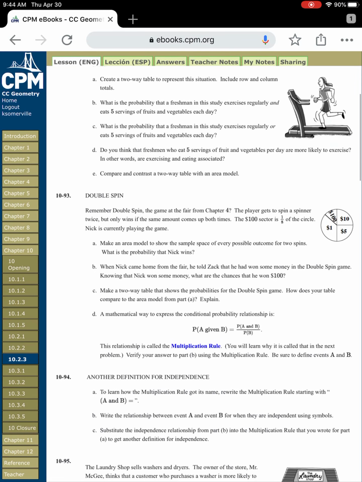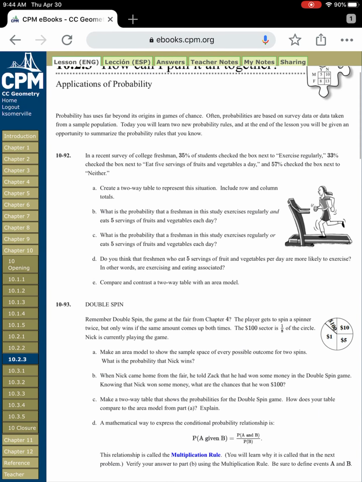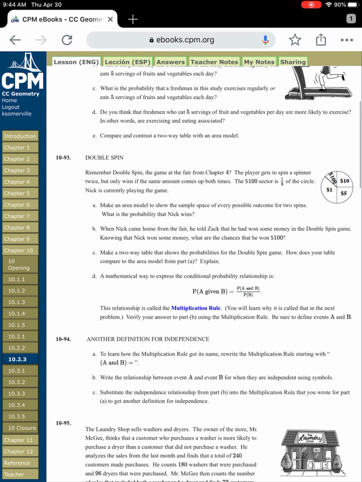tables to do this. So, jumping in, today we're actually only doing 92, 93, and 94, which have some pretty good content to them. 92 is a two-way table problem that has you thinking about what it means to be independent or associated, and exploring the relationship between a two-way table and an area model. And then 93 actually goes back to one of those spinner games that you liked so much from Chapter 4.